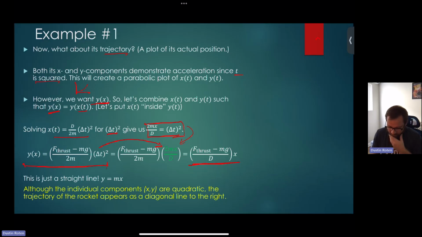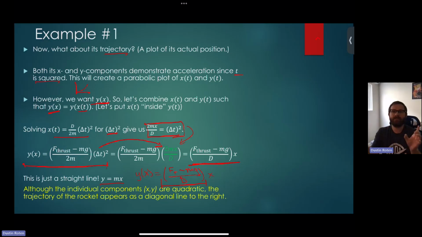Now, if you think about this, what this is saying is just y of x equals (F thrust, which I'm going to abbreviate with just a T, minus mg) over d times x. Now, this is just a straight line. This whole term in here, that term is just m. This is just y equals mx.